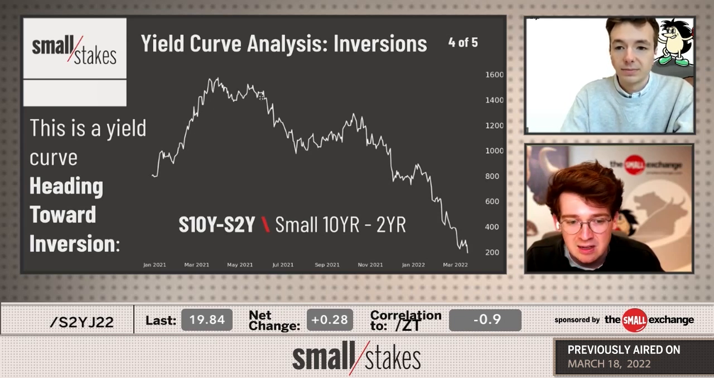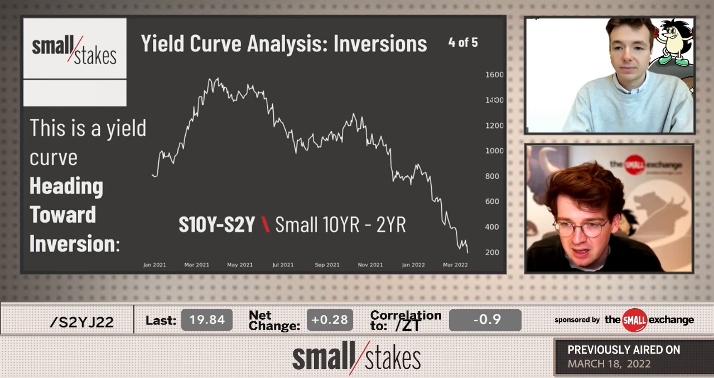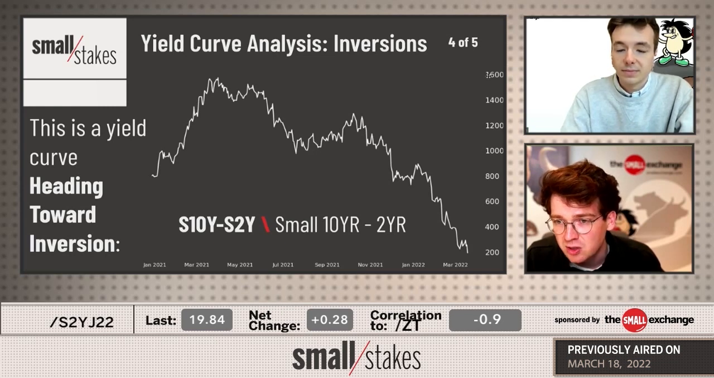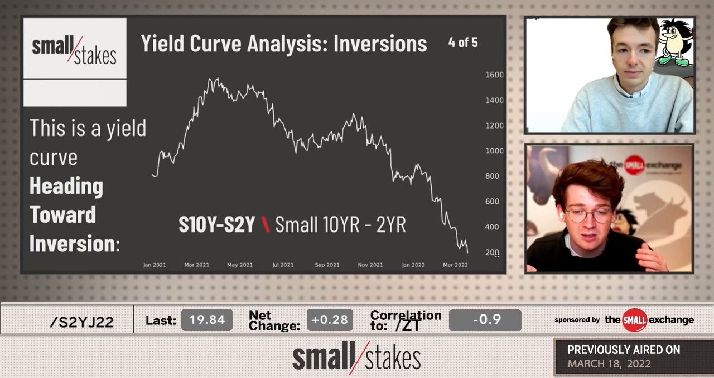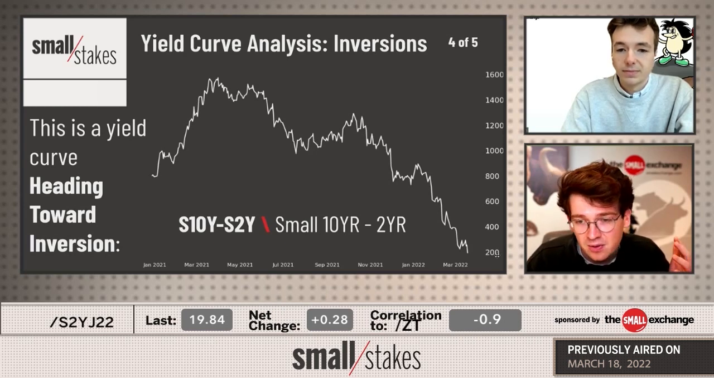You can see in 2021, for the majority of it, more than a 1% difference, which correlates to this price being 1,000 to 1,600, 1.6%. Right now, under 200, which is just 0.2%, getting really close to, if this goes negative, an inversion, whereby 10-year rates are lower than 2-year rates. So we're heading toward that inversion here.